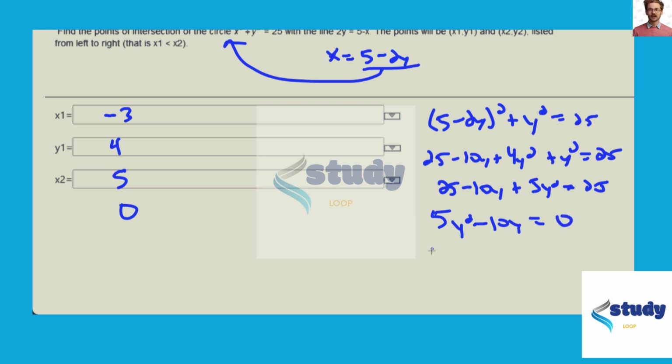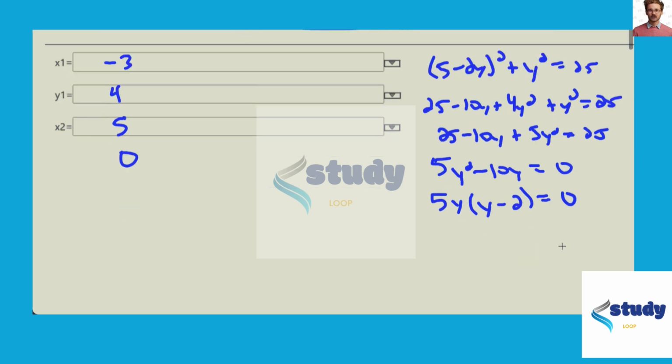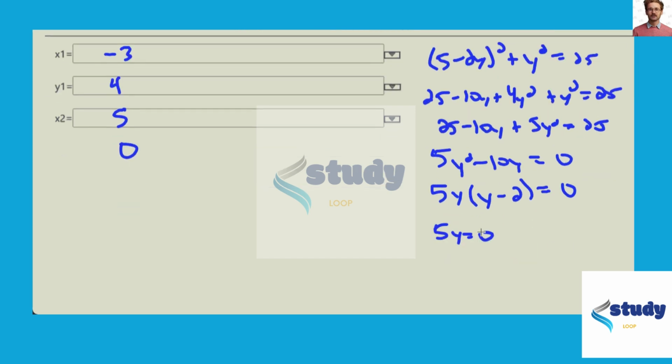You can factor a 5y from each, left with y minus 2, which would mean 5y equals 0 and y minus 2 equals 0 by their factors. And so y equals 0 and y equals 2, which we saw.